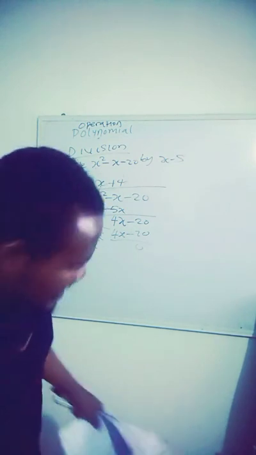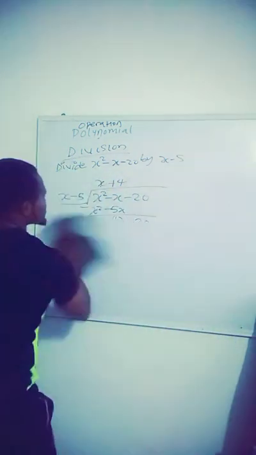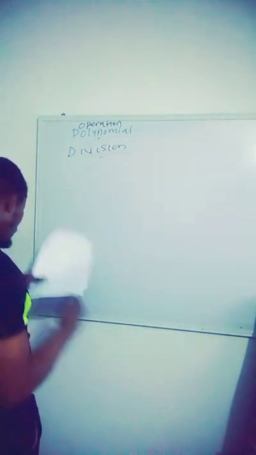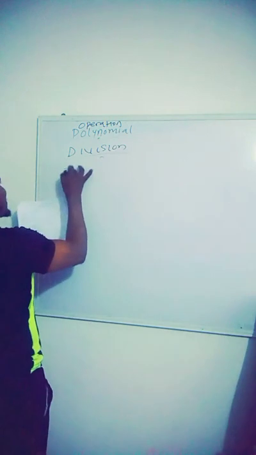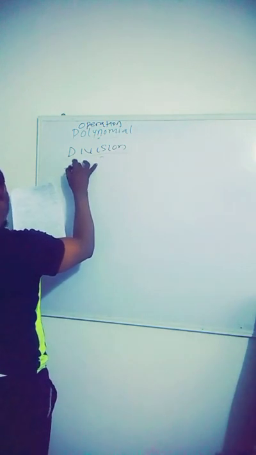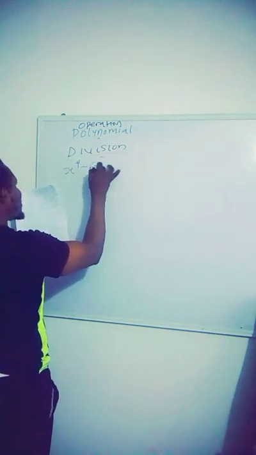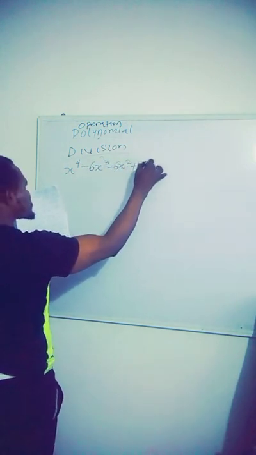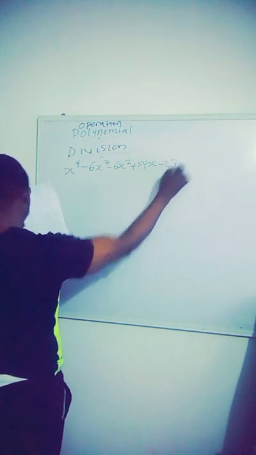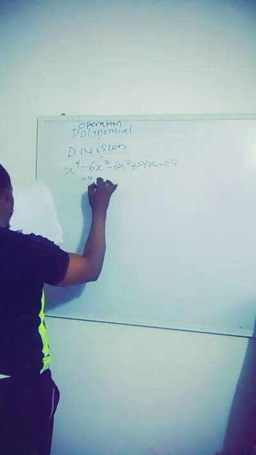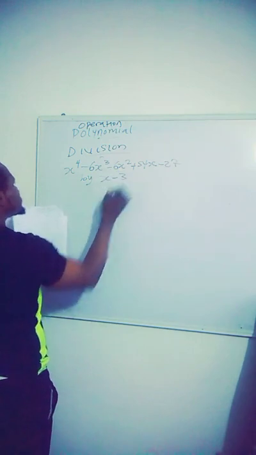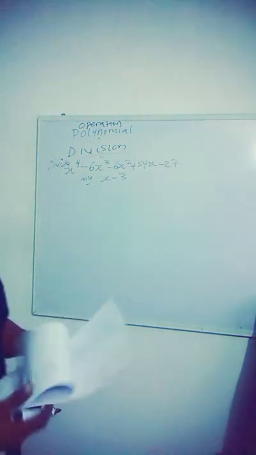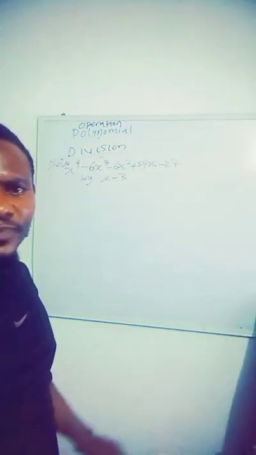So now, let's solve one more example. We have to divide x raised to power 4 minus 6x cubed minus 6x squared plus 54x minus 27 by x minus 3. So divide. I hope you are getting the flow.